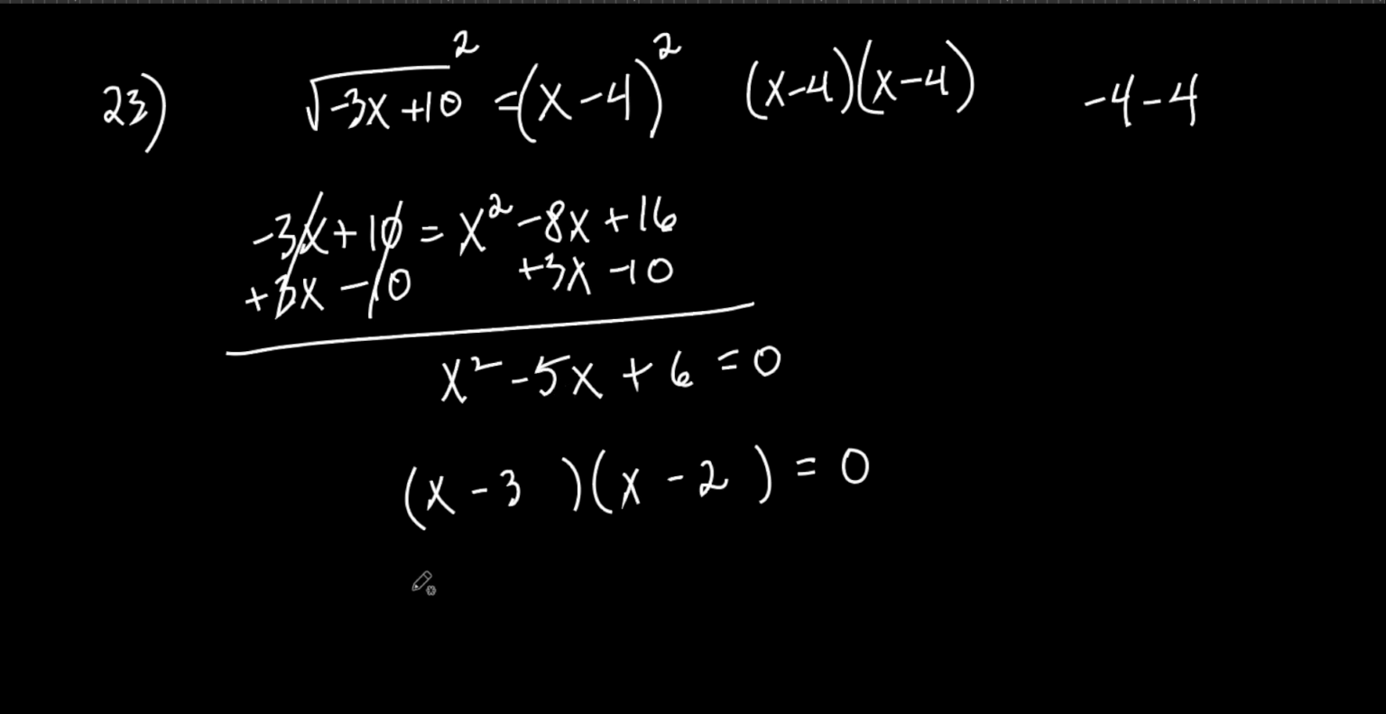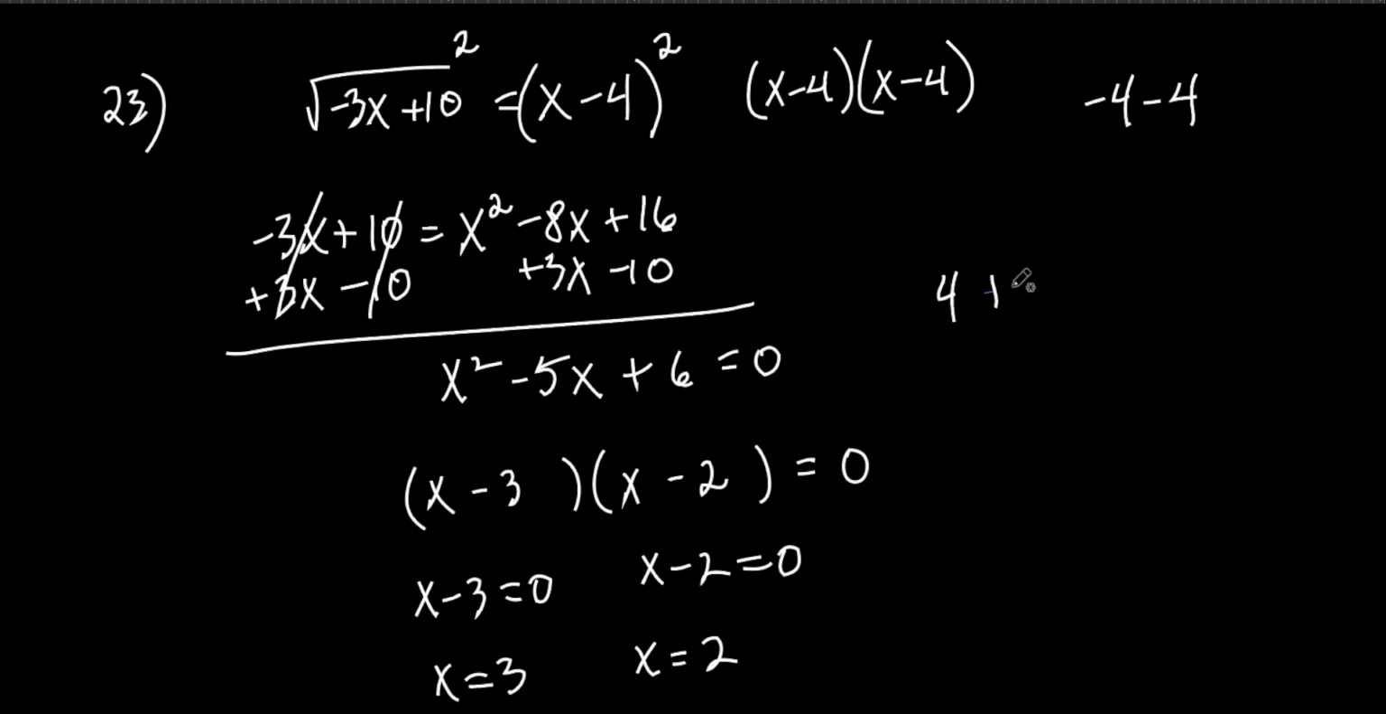So what do we do with both of these? Set them equal to 0. I want to get to the part where we check it. So x is 3 and x is 2. Look, we did all the math right. We did the factoring. We did everything right. But we still have to figure out if this works. Let's put it into the original equation.